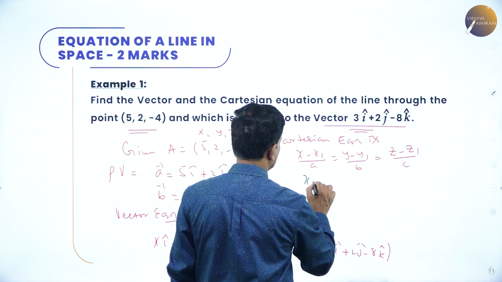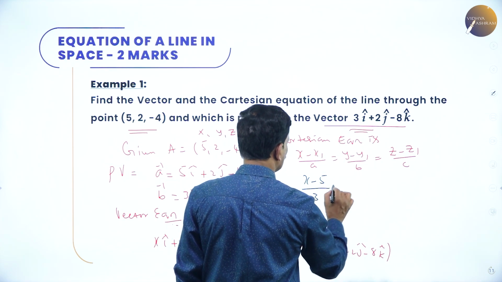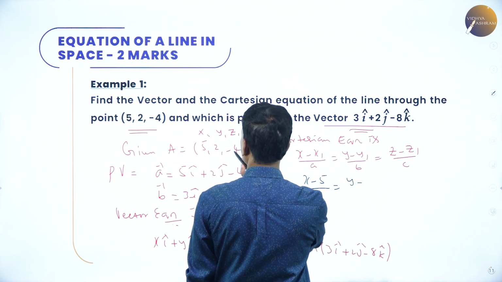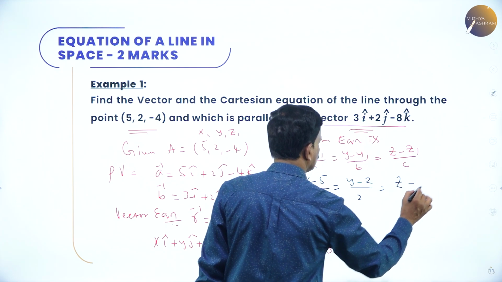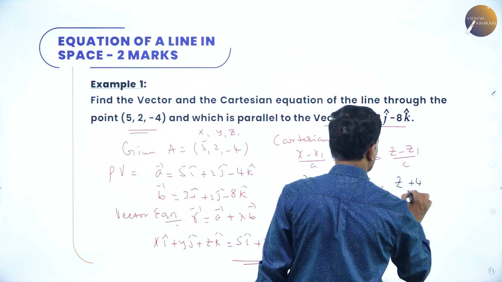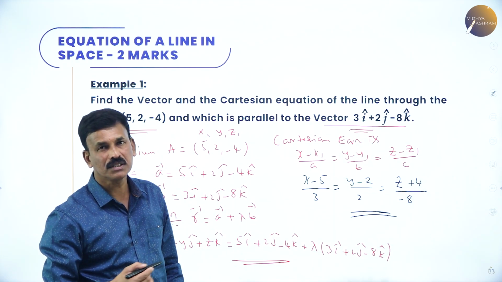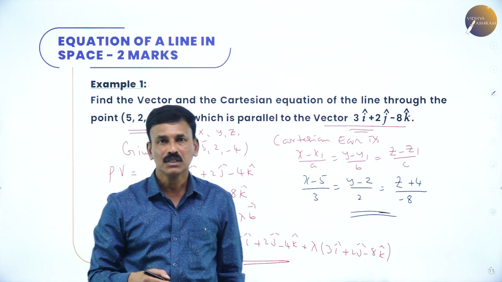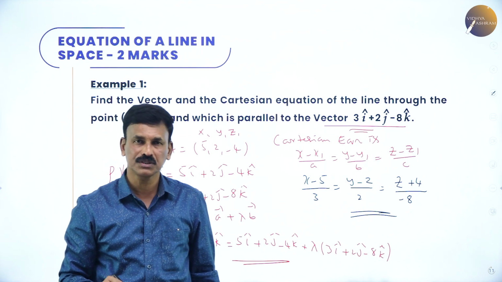So let us write here x minus x1. x1 is 5 divided by a is 3. y minus, what is y1? y1 is 2 divided by b is 2. z minus z1 is minus 4, minus into minus plus 4, divided by minus 8. This is the Cartesian equation of the line. That's it. Hope you followed. So 2 marks. Just write the vector equation and the Cartesian equation. You will get 2 marks.